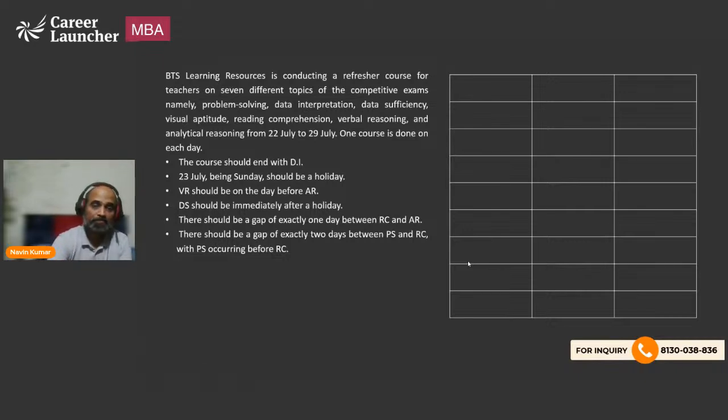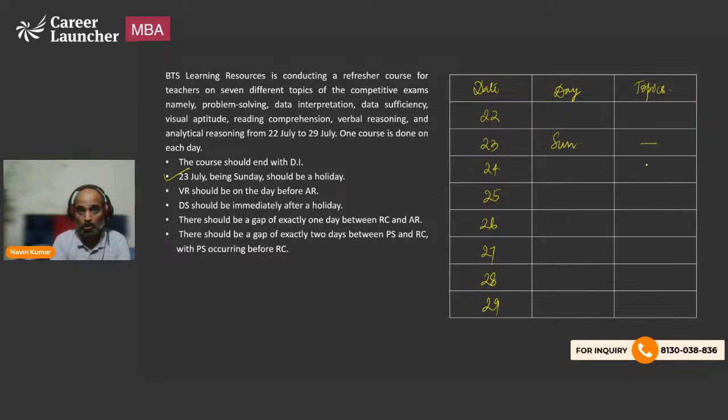So we need a table wherein we will be writing the date, right? And then we will be writing the day there. And then we will be writing down the topics of those competitive exams. So the date starts from 22nd. So it's 22nd, 23rd, 24th, 25th, 26th, 27th, 28th, and 29th. Since 23rd is a Sunday, it's a holiday, so no topic is discussed there. So we'll have Saturday, Sunday, Monday, Tuesday, Wednesday, Thursday, Friday, and then Saturday.